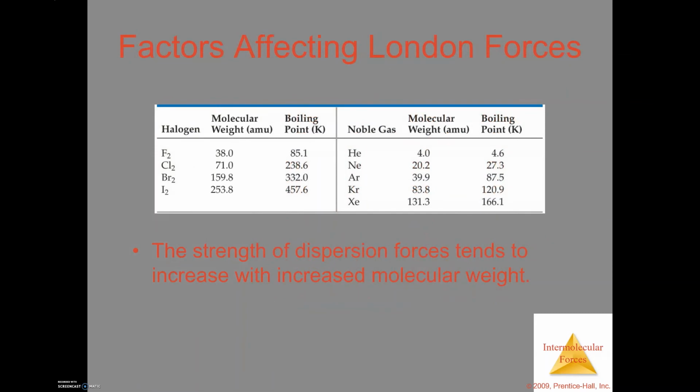The strength of the dispersion force tends to increase with increased molecular weight. This is an important detail, and it is very consistent, and we can see this in this table here. If you look at the halogens, we have fluorine, chlorine, bromine, and iodine. Of those four, which is the largest? Iodine. Iodine has a molar mass of 253.8, whereas fluorine has a molar mass of 38. And as you can see, the bigger molecule has a higher boiling point.